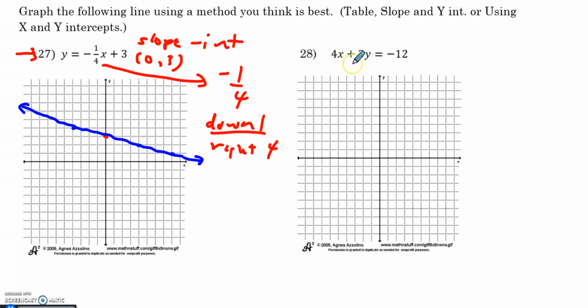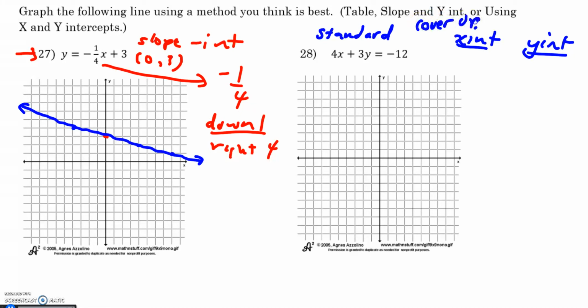Number 28, this one, you could do two things. I do notice that the original equation is in standard form, so you could solve for y, get it to look like this, and graph it just like 27. Or, for the sake of review, you could find the x-intercept and the y-intercept, and what we called it first semester was the cover-up method. So if I wanted to find the x-intercept, you cover up 3y and get 4x equals negative 12. If you want to find the y-intercept, you cover up 4x, you're left with 3y equals negative 12.